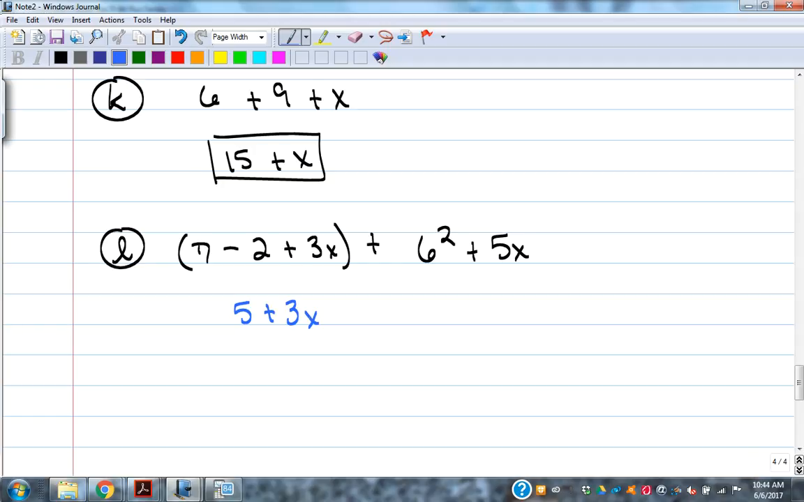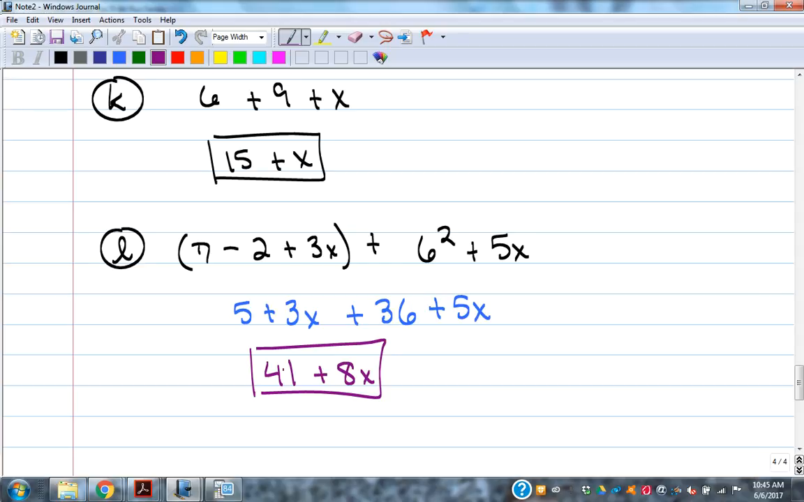And then I would go to exponents. 6 squared, 36. And then once I've done those things, I can combine like terms. So I've got addition with the 5 and what's its like term? 36. 5 plus 36 would be 41. And then 3x adds to 5x to get what? 8x. That's right.